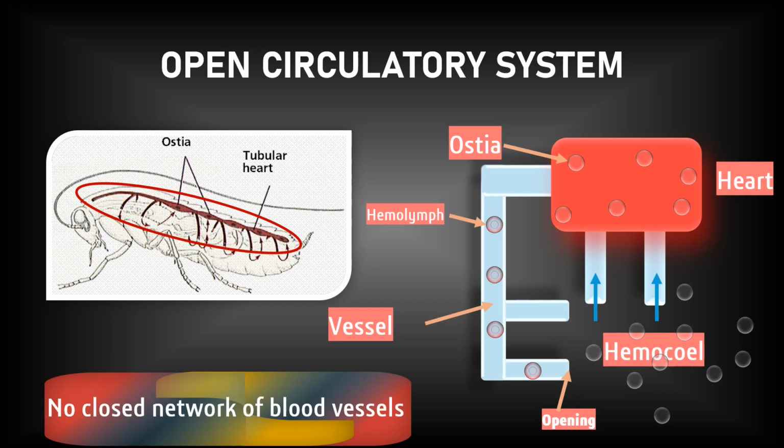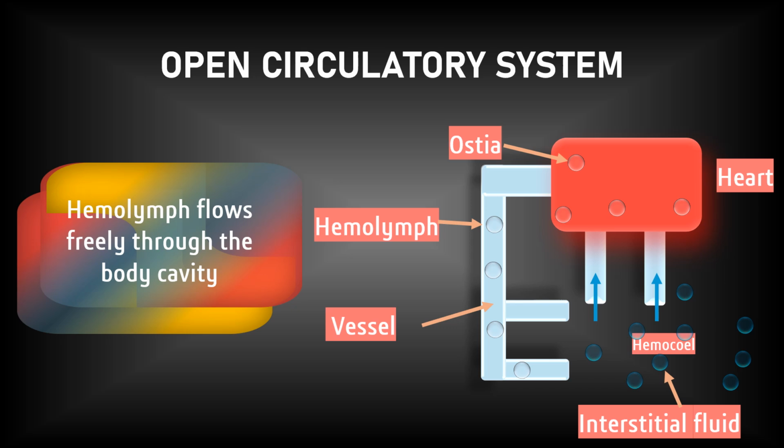The open circulatory system has no closed network of blood vessels, which means the blood flows freely through cavities since there are no vessels to conduct the blood. The invertebrates lack structured blood vessels. The hemolymph flows freely through the body cavity among them.